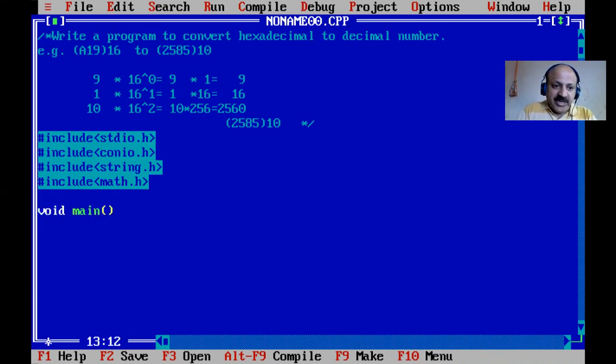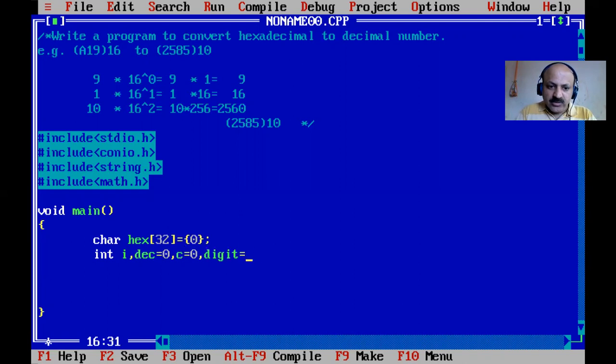Now coming to our main function, and now we can first declare some variables, so character hex, and then assign 16 to it, assigned to 0 all. And now we can take some integer variables, so first I take I, and then decimal, so 0, and then we can take one counter, that is plus plus, and then digit, that is also 0.